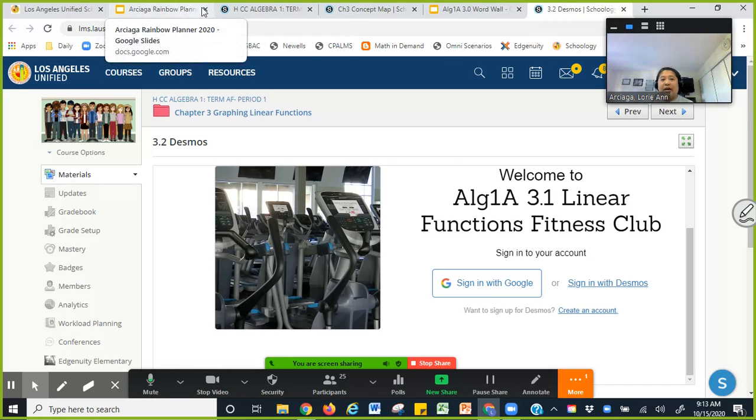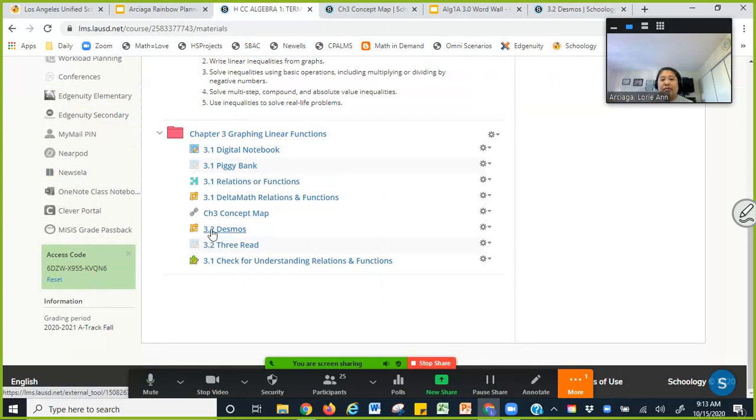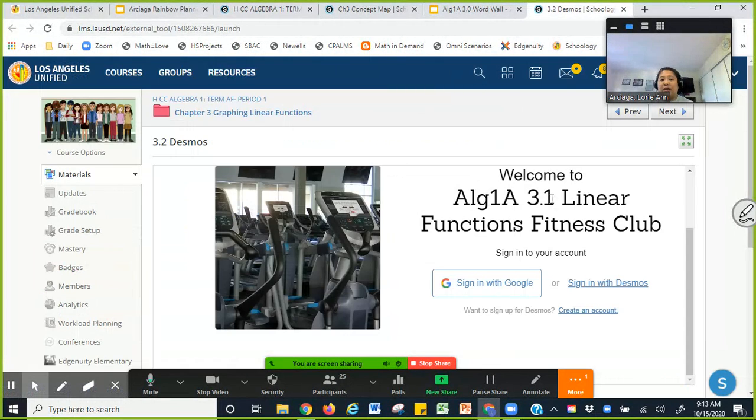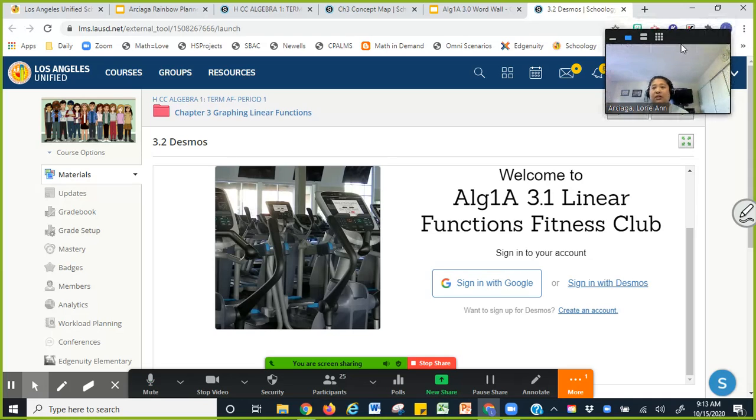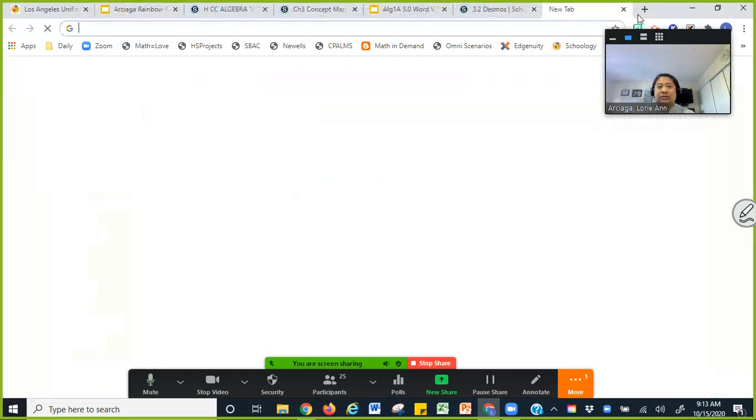So you find that in the same folder, right here, where it says 3.2 decimals. Oh, that's a typo error. That should have been 3.2. Okay, so you sign in with Google. I have to sign in with my teacher account.